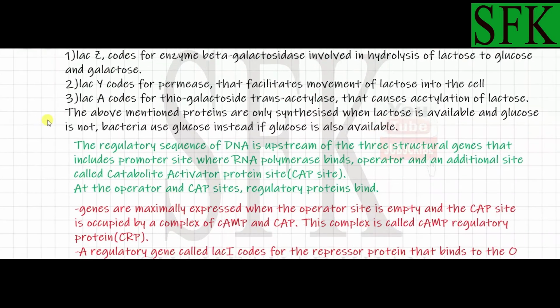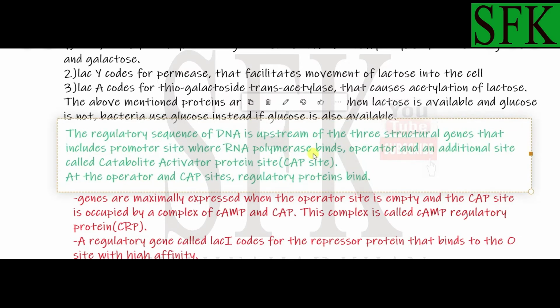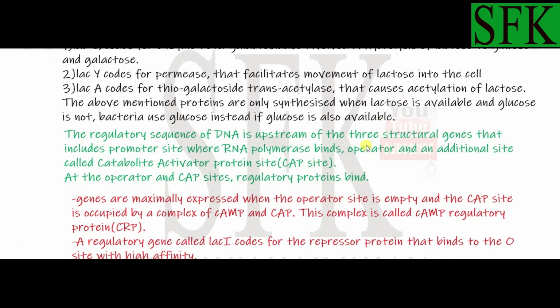Okay, so moving over here, the regulatory sequence of the DNA is upstream of the three structural genes. Basically, they are talking about the operator region, the promoter region, and the cap region. That includes the promoter site, where the RNA polymerase binds, the operator site, where the repressor molecule binds, and the additional site called the catabolite activator protein site. This is the cap site. CAP is an acronym for catabolite activator protein.